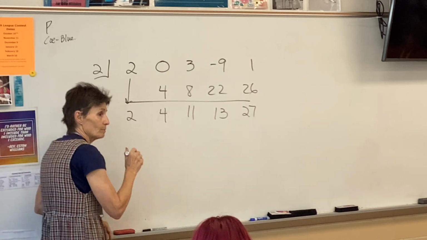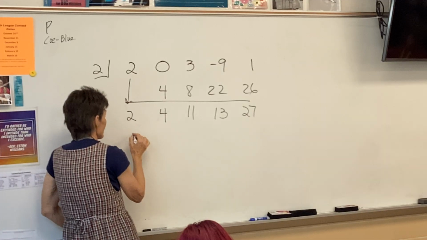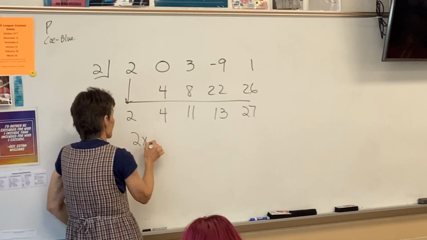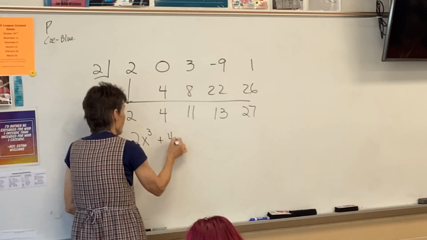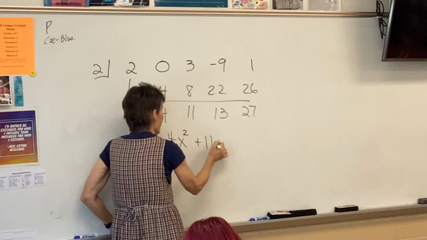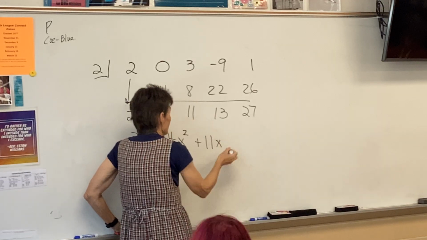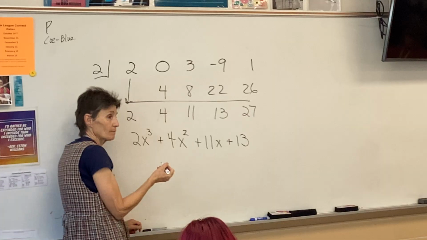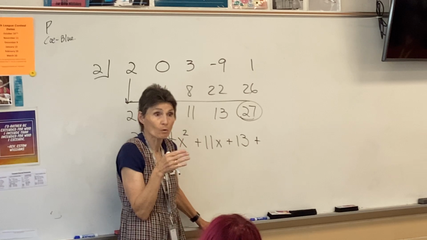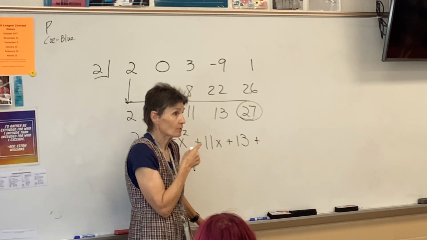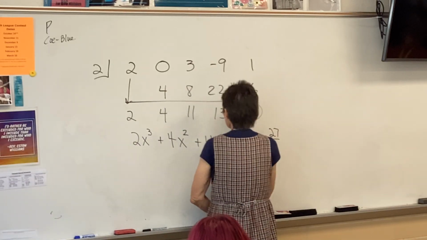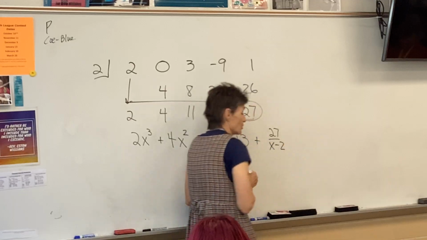So what's my answer? I did a division. What's my answer? 2x to the third plus 4x squared plus 11x plus 13. And then this guy that I want to be 0 normally, because that's the remainder, and when the remainder's 0, it means I have a factor. Well, that's my remainder. So 27 over x minus 2.